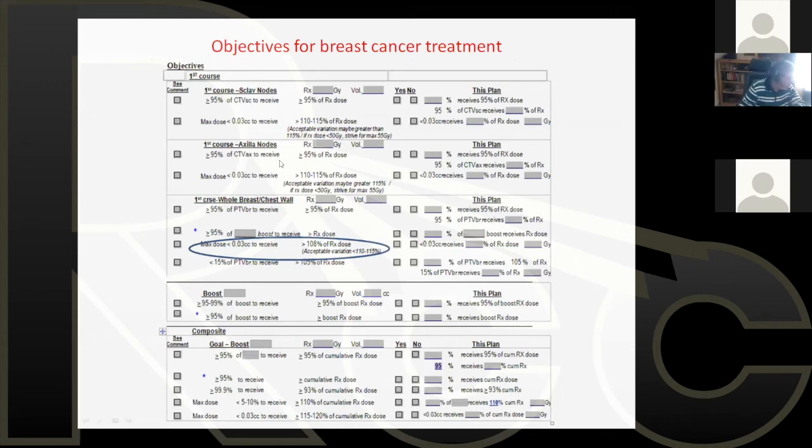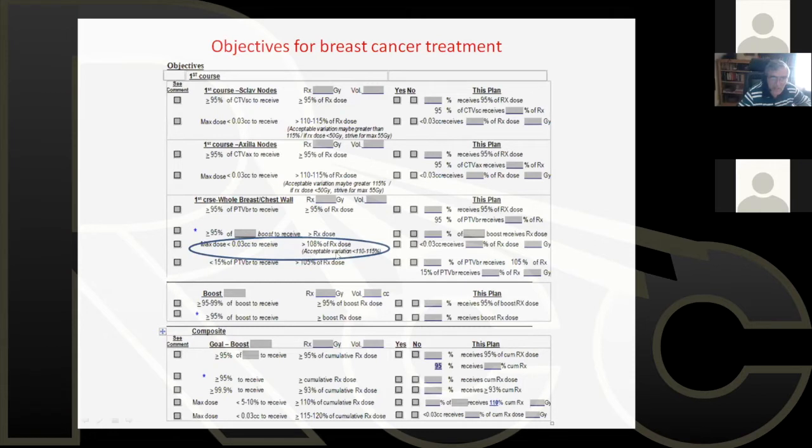Breast cancer treatment. We treat a lot of breast cancer, as I'm sure all of you do. And we've developed objectives and constraints for our breast cancer plans. I want to go over one point here, which is the first course whole breast chest wall, maximum dose to 0.03 cc. So this is maximum dose to a small area, so-called hotspot. We don't want the hotspot to be greater than 108% of the treatment dose.